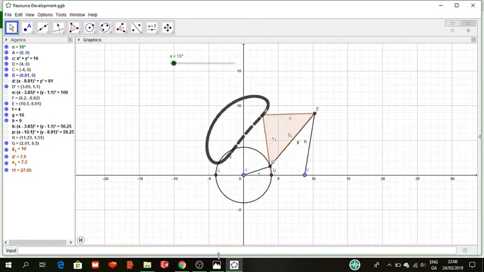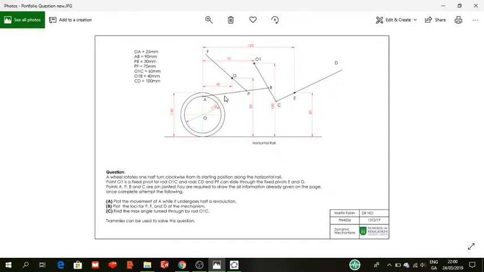I'll just move on to my final assessment question. Reading the question, a wheel rotates one half turn clockwise from a starting position along the horizontal rail. Point O1 is a fixed pivot for rod O1C and rod CD, and PF can slide through the fixed pivots. So our fixed pivots are E and G. G's here and E's here. Points A, P, B, and C are pin jointed. So the students have to draw this out themselves, and then they must attempt part A, B, and C.